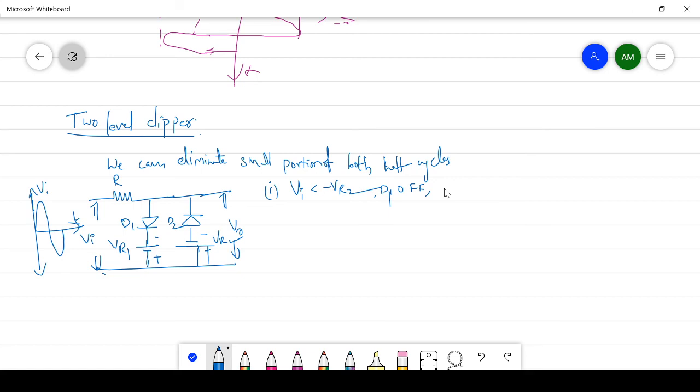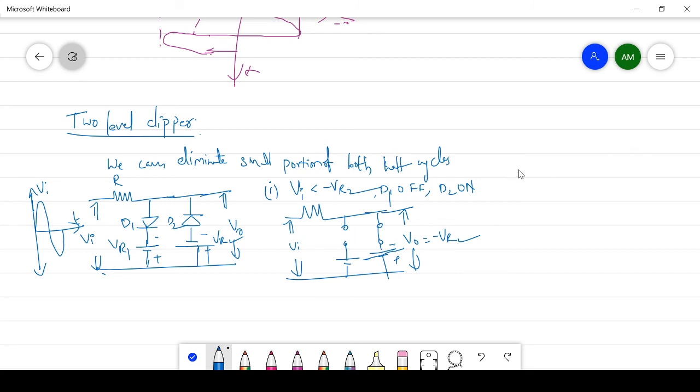So the diode D2 is on, D1 is off. D1 off is nothing but an open circuit. Diode D2 is on, so it is a short circuit here. So what do we get at the output? The output voltage V0 is equal to minus VR2, the negative reference voltage.